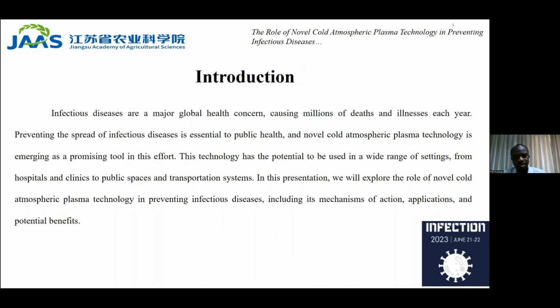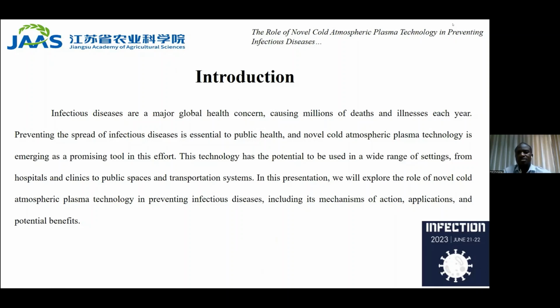Infectious diseases are a major global health concern, causing millions of deaths and illnesses each year. Preventing the spread of infectious diseases is essential to public health, and novel cold atmospheric plasma technology is emerging as a promising tool in this effort.